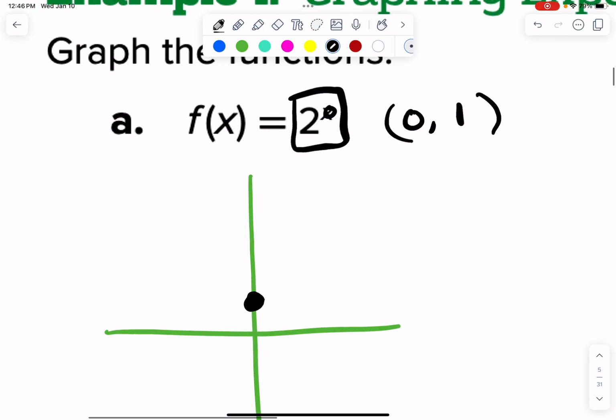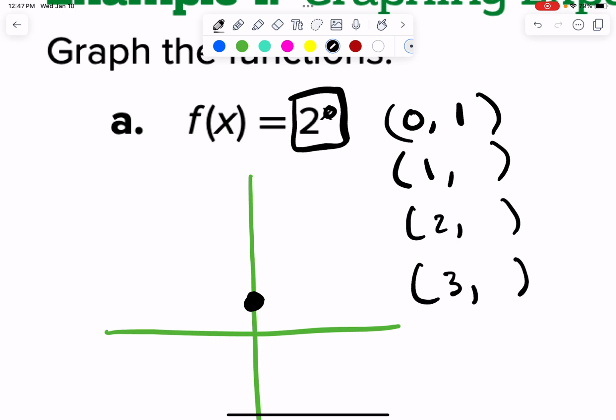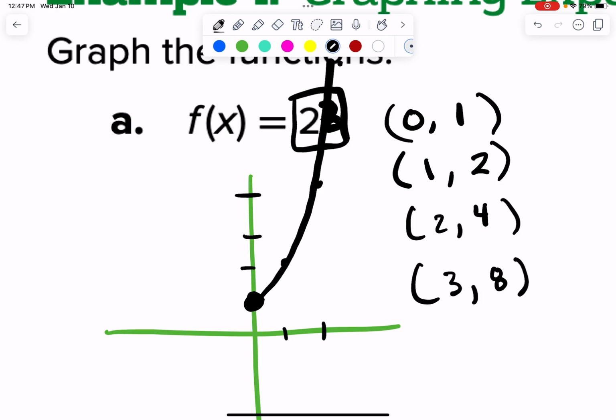So I'm going to plug in, let's say, the first power, the second power, and the third power, okay? 2 to the first power is 2. 2 to the second power is 4. 2 to the third power is 8, right? So I have those coordinate points. I have 1 comma 2. I have 2 comma 4. I have 3 comma 8, and it's going to be like this over here, okay?